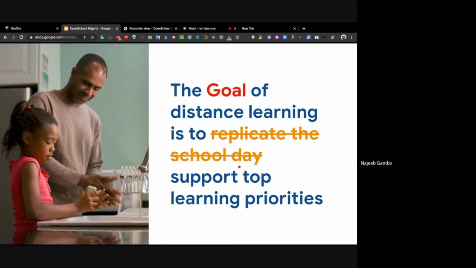No. It's not even possible for a teacher to teach from 8 to 2, for so many reasons, the realities of life. So that is why it says that the goal of distance learning is not to replicate the school day, but to support top learning priorities. If it is English, what is the top learning priority in this semester? Is it the ability to write, the ability to speak, the ability to form a sentence? So how do we concentrate so that throughout this teaching period, my son is able to grasp this main top line inquiry? So that is one thing parents need to understand.